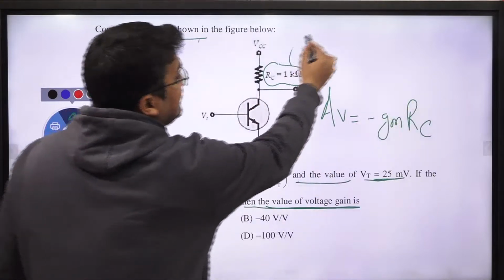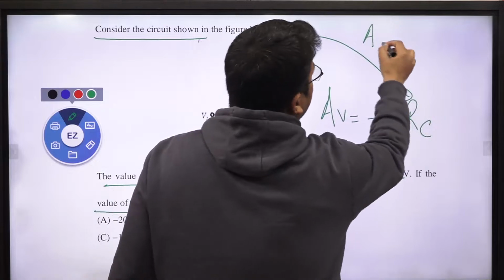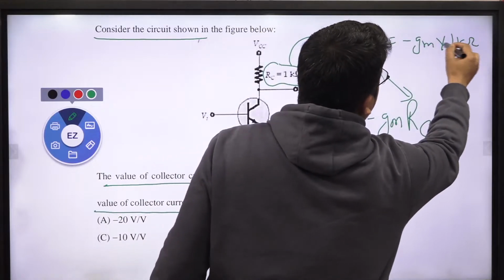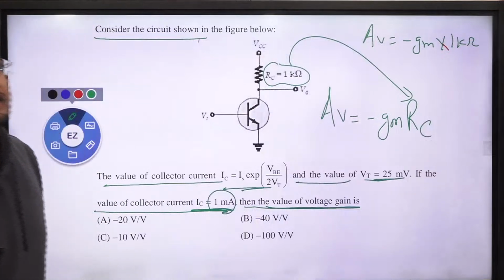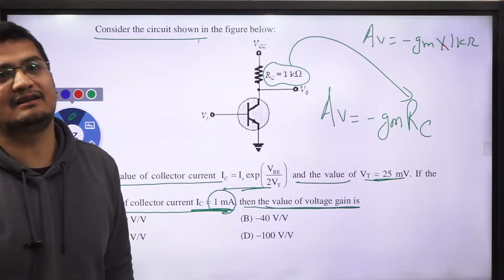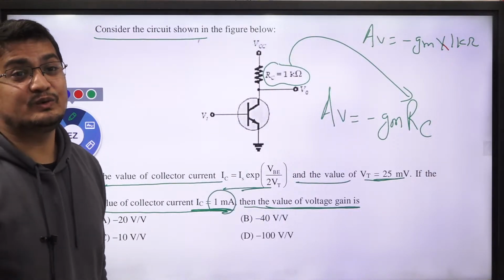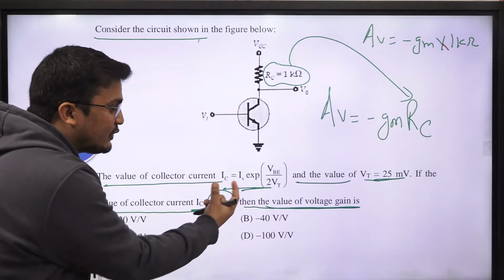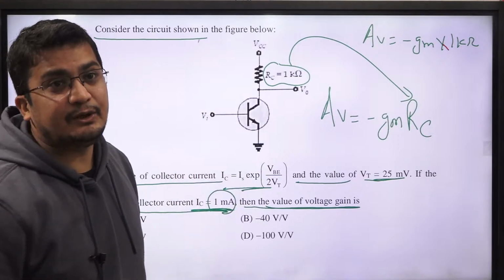So RC is given here exactly. So what will you say? AV will be equal to minus gm into 1 kilo ohm. So guys, again the question is how you will calculate the transconductance. Again, the question is to calculate the transconductance, right? There is a very quick trick the examiner has played. Can you tell me the quick answer?